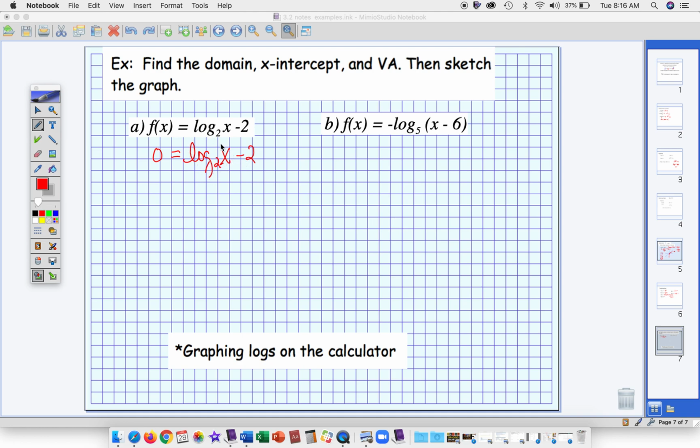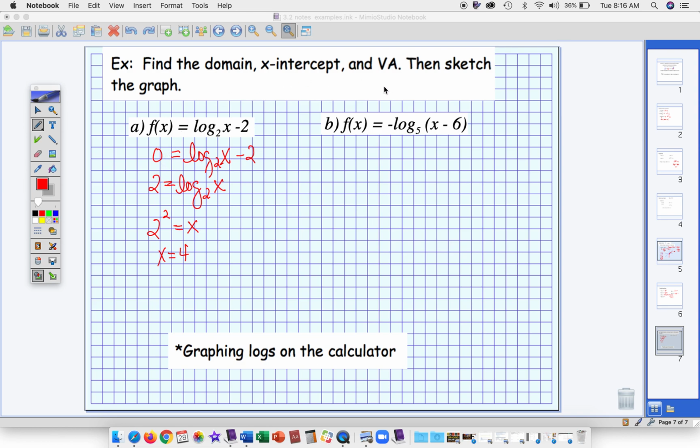You're going to isolate the log. So we want to add that 2 to the other side. So we get 2 is equal to the log base 2 of x. Now if we switch this into exponential form, 2 is our base. We're raising to this power, which is 2 also, and that's equal to x. So x is equal to 4. So that's how you would get that x-intercept algebraically, if that's what you need to do. If you're allowed to use your calculator, then you can just get the intercept from your calculator.